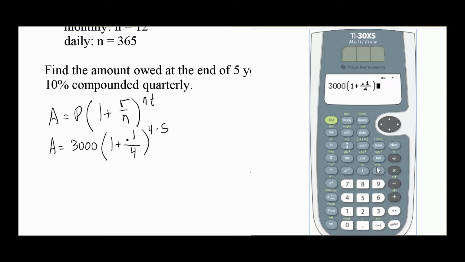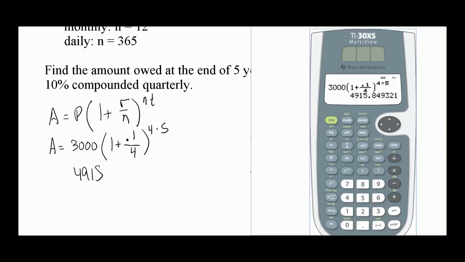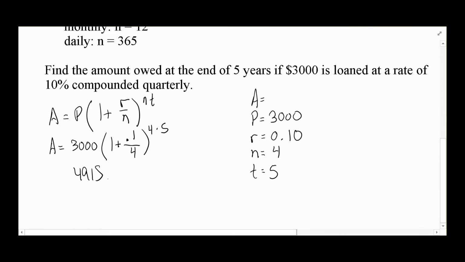That way I don't have to worry about whether I have my parentheses right and all that. So I'm going to type it exactly like it appears. I'm going to hit the exponent button, where I can just do 4 times 5. Now, we know 4 times 5 is 20. You could type 20 if you wanted to. We hit enter here, and we get an answer of 4915. Now, I would round to the nearest cent, so it's going to be 85 cents. That makes the most sense.